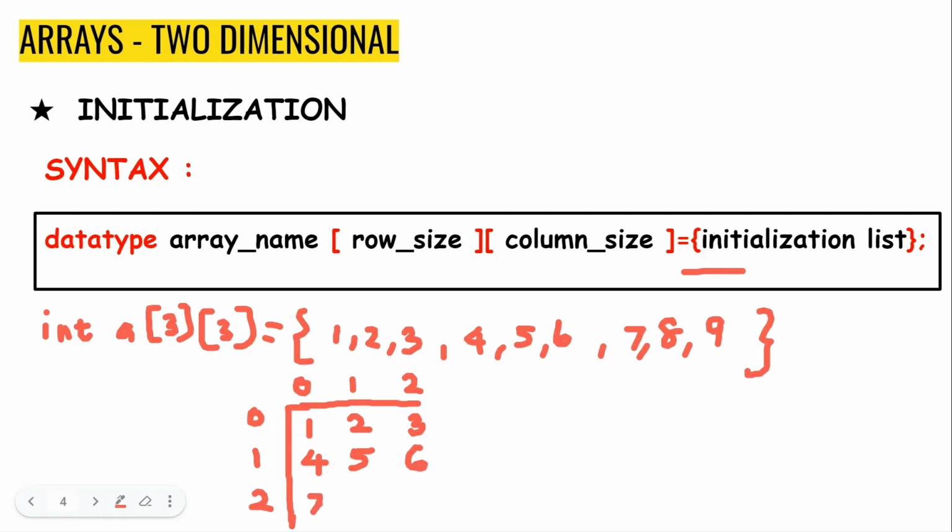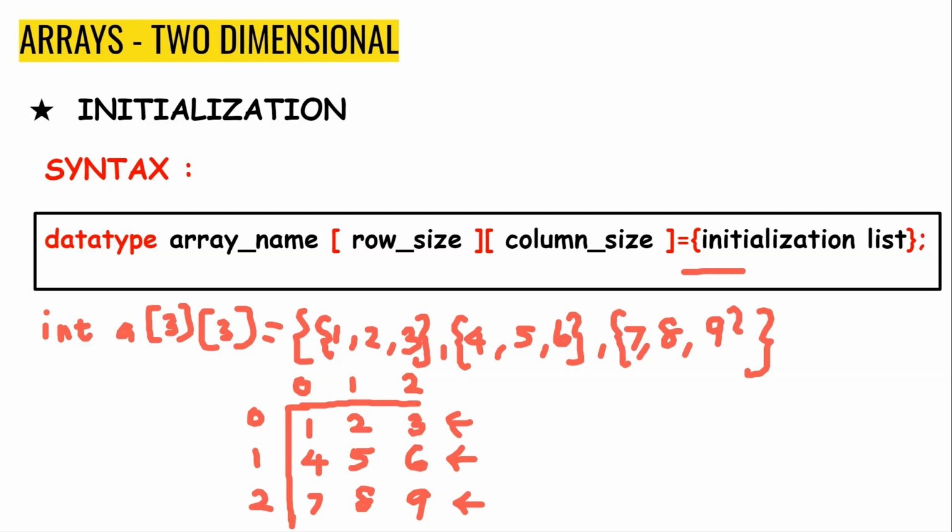Then 7, 8 and 9 will be entered in the third row. So it initializes the elements of the first row as 1, 2 and 3, the second row as 4, 5 and 6, and the third row as 7, 8 and 9. The initialization here is done row by row, with each row first enclosed within a curly bracket. So this way also we can initialize.